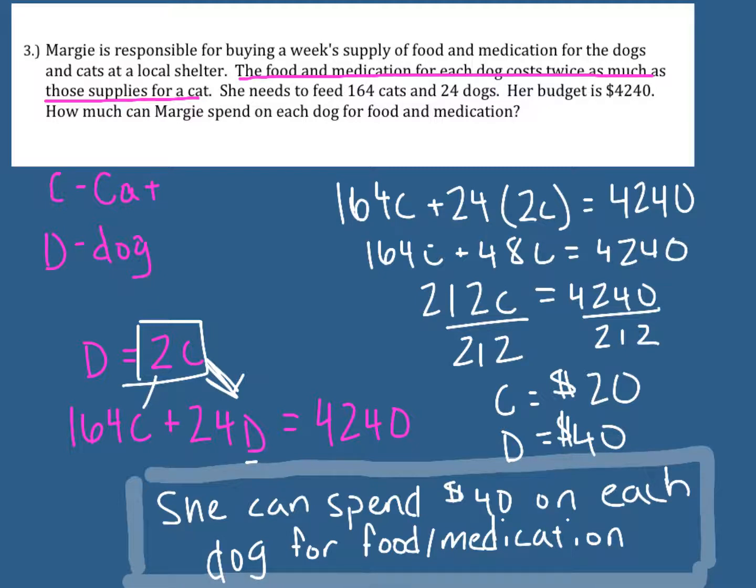So it's really just sort of trying to make sure you set up your variables by figuring out what it is exactly that they're asking you to find, and then working through the words and reading through the words to set up your equation.